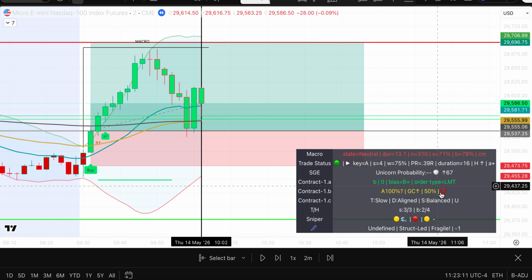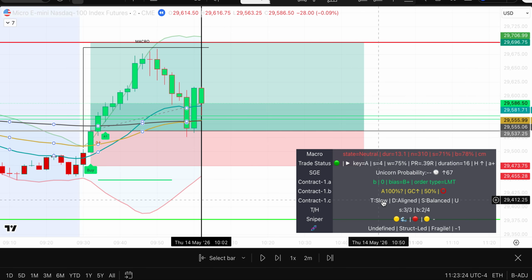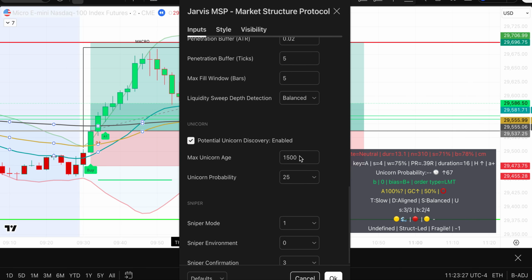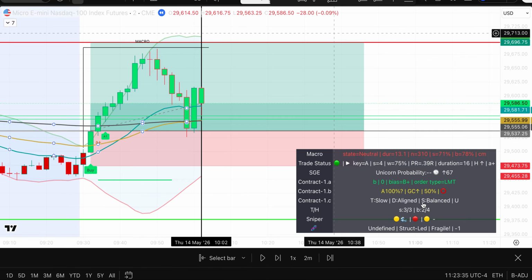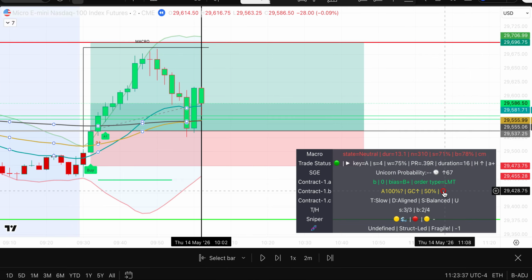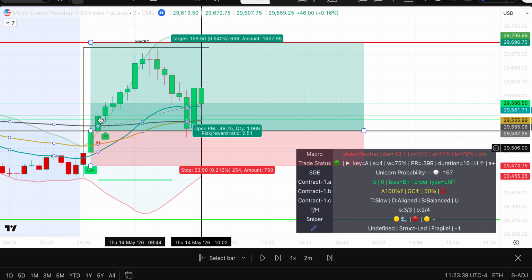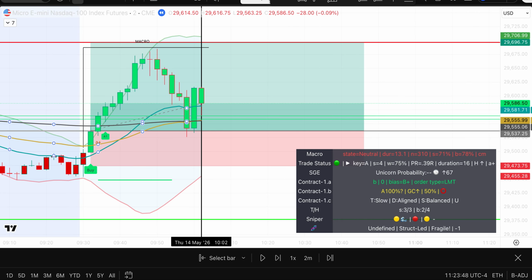This guy: limit entry telemetry. This red circle means you weren't going to get tapped in. Because remember, Jarvis is able to simulate broker tap ins based off of how you configure your limit entry telemetry, your penetration buffer for your ATR, your ticks, and all that other good stuff. Okay, so I definitely would have gotten tapped in here, because the market did confirmation and it just went up. But I was reserved and I waited and I won, and that's the main thing.